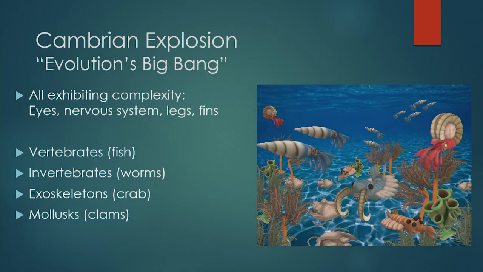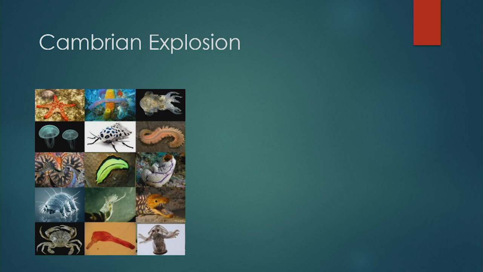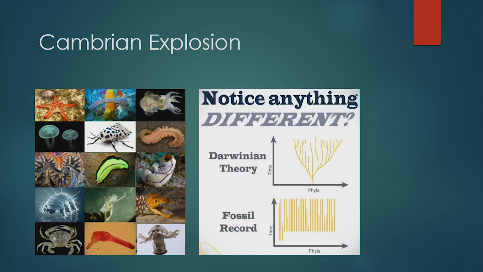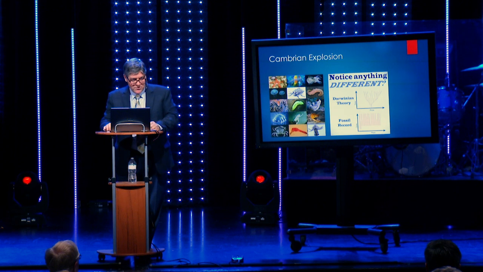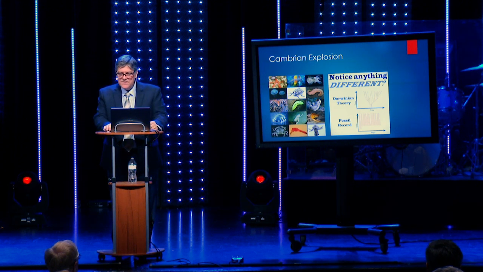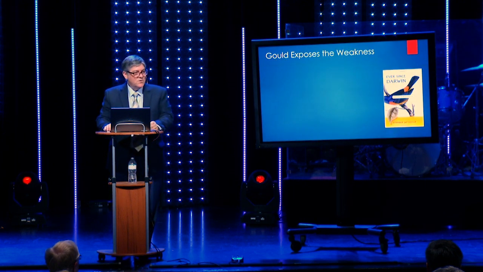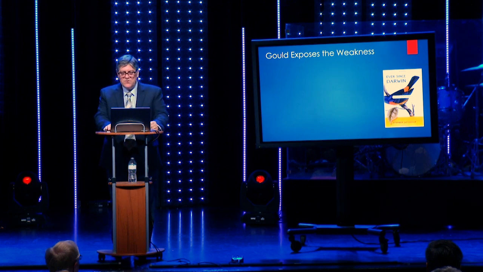And here are just some of the body plans that show up. You have vertebrates, such as fish, invertebrates, such as worms, exoskeletons, such as crabs, and mollusks, such as clams. And so this picture kind of explains all the different creatures that are here. And yet, these two charts are radically different. The chart on the top here is kind of classic Darwinian evolution, with everything evolving from a single common ancestor, and yet what the fossil record appears to show is really sudden appearance, which looks a lot more like creation than gradual evolution.